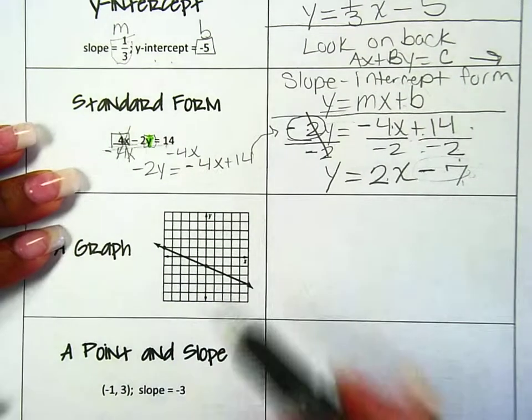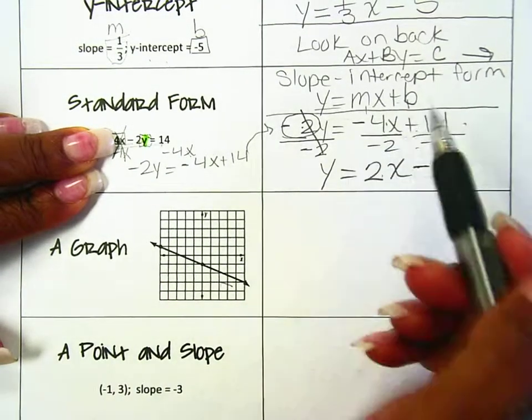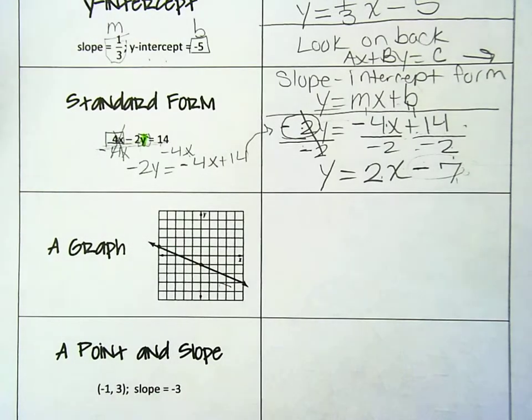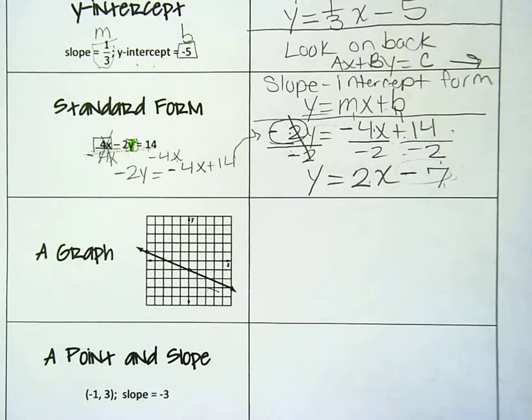It could be like, okay, what graph goes with this equation? Which does this match? Which does not match? 4x minus 2y equals 14. And they can give you a table. They can give you an equation. They can give you a graph. They can give you mapping. So I want you to be familiar with all of it.